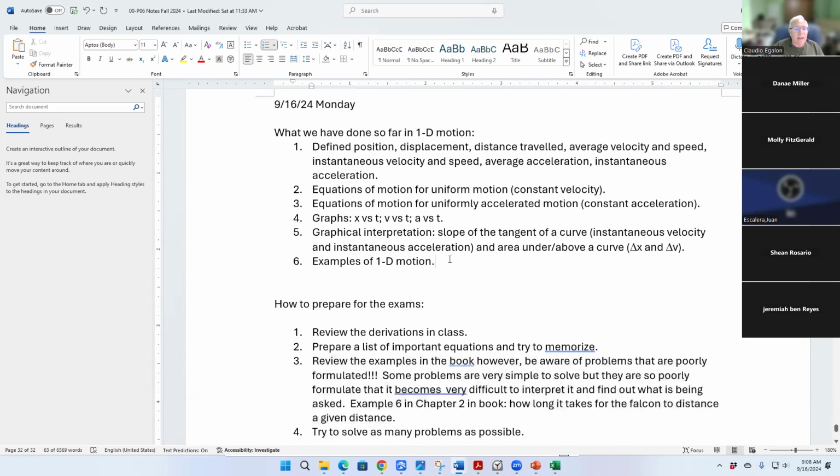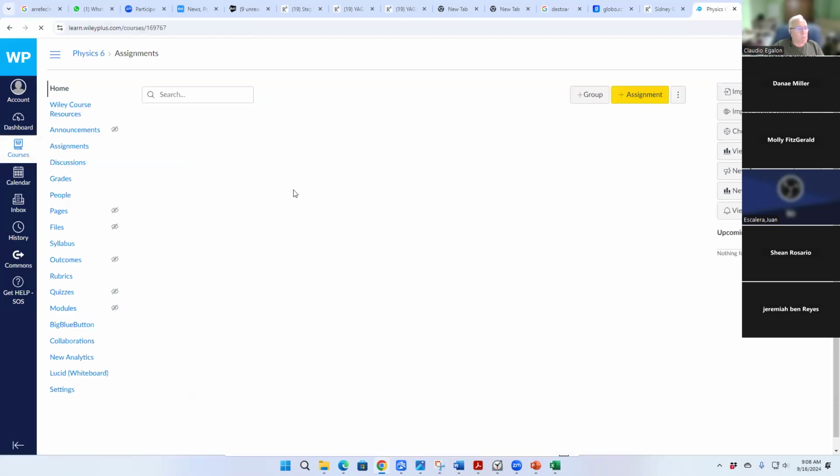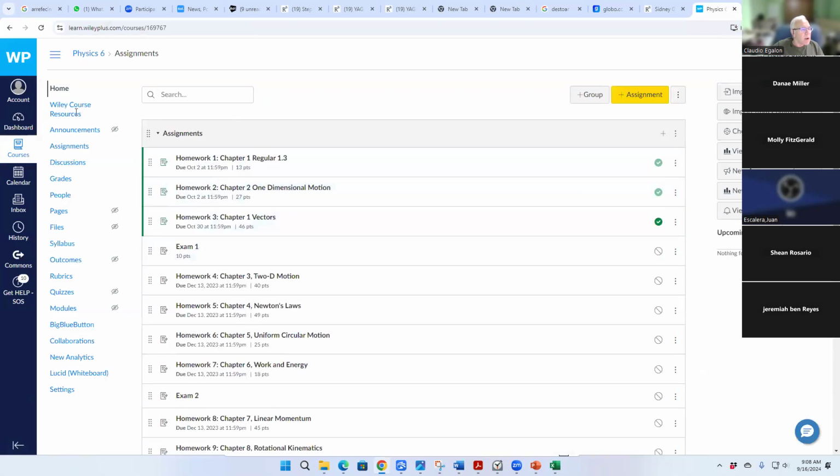And now, going back here to what we have, examples of 1D motion, I still want to go to the book. Here we go. And Wiley Force Resources.